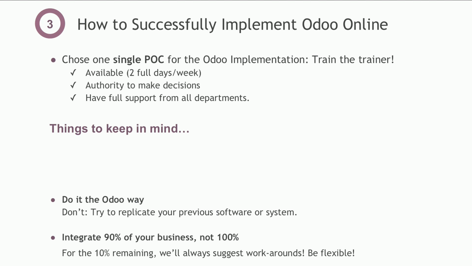Finally, and this kind of speaks to the same point, is integrating 90% of your business, not 100%. Odoo is a large software system. It is fully integrated and does have apps for almost every part of your business. However, it can be unrealistic to expect everything in your business to be on Odoo, and more than anything, can turn out to be expensive.